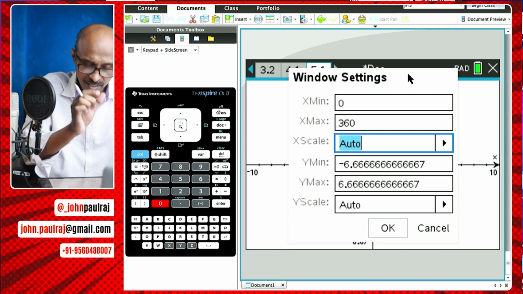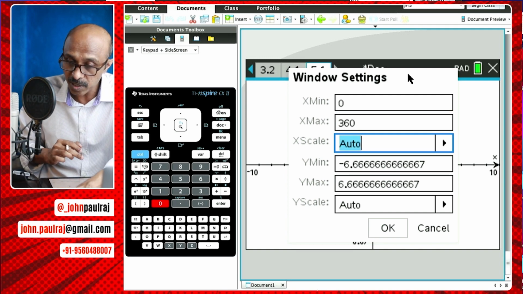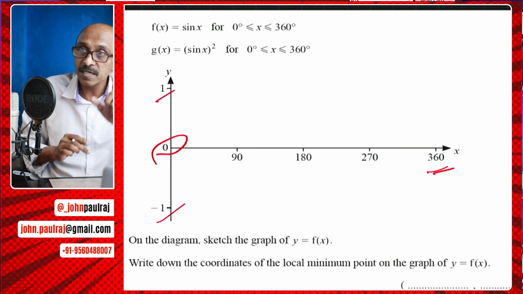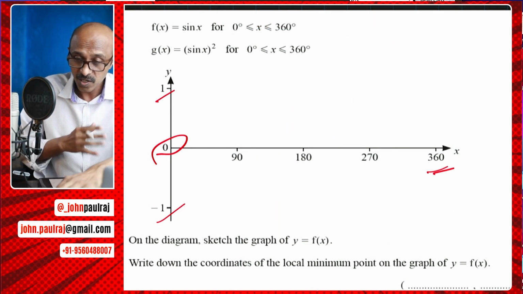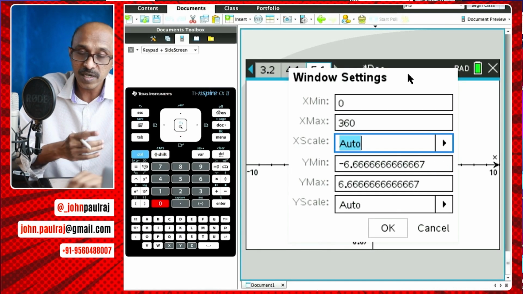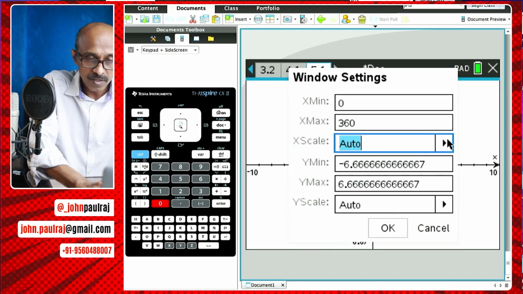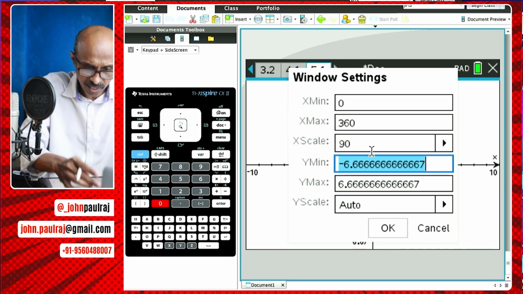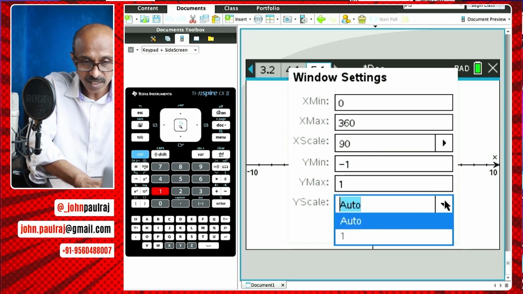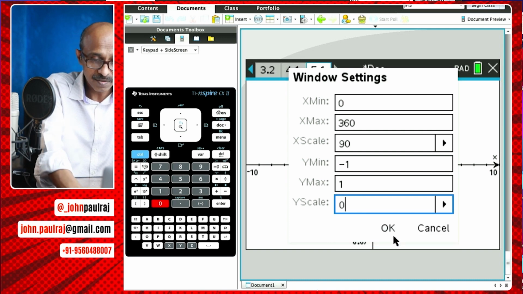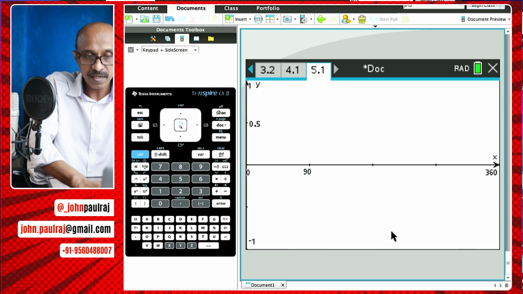X scale, that's the division. And when you look at it, you can even be smart and look at the question. It says the scale is 90 units. You can make that not auto on your calculator, and then hit 90. Then let's say Ymin was -1, Ymax was 1. Cool. Scale, let's be a little smart and say you want it 0.5 maybe. Hit enter, and you got it.